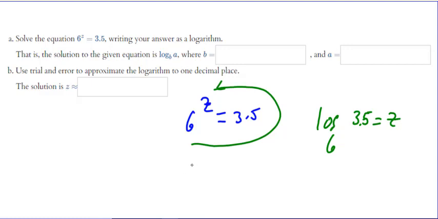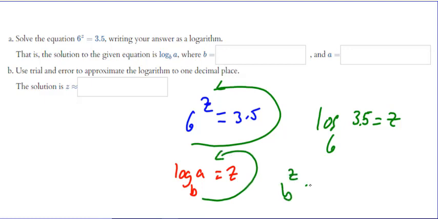So let's do this. b to the x equals y. Well, better do it by what they've got, a and b. So let's do log base b of a equals z. It's unknown. So if we do it backwards, b raised to the z is equal to a. So the base would be 6, right, the base of the log and the base of the exponential is the same. The a is 3.5, right?